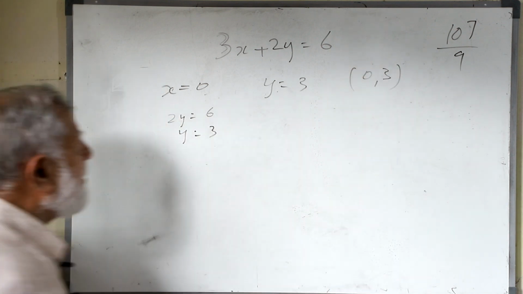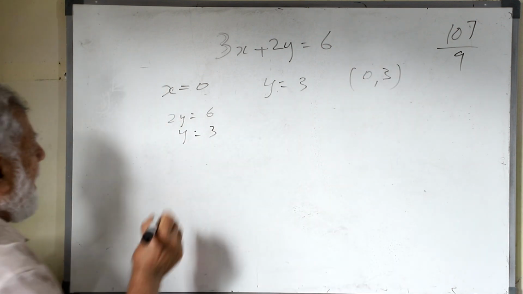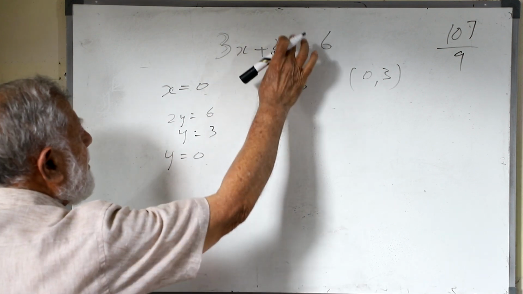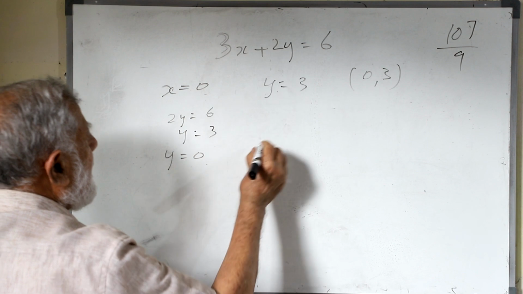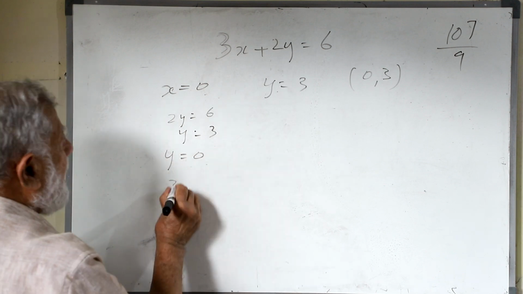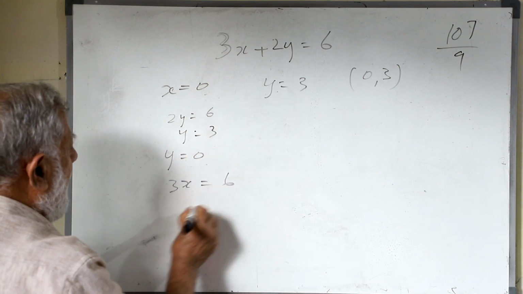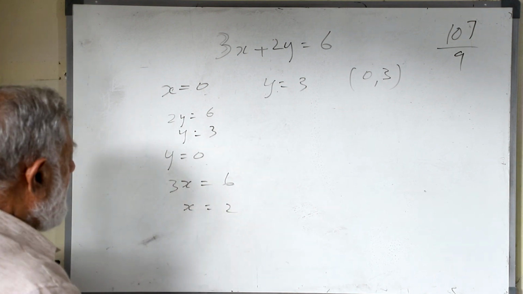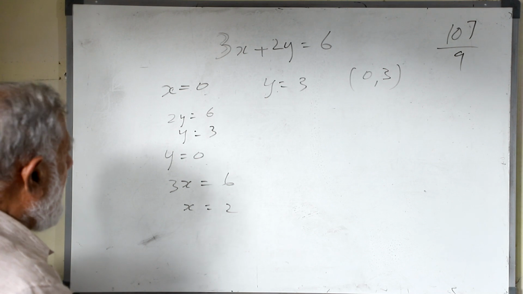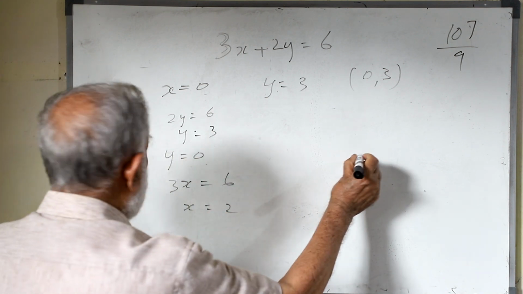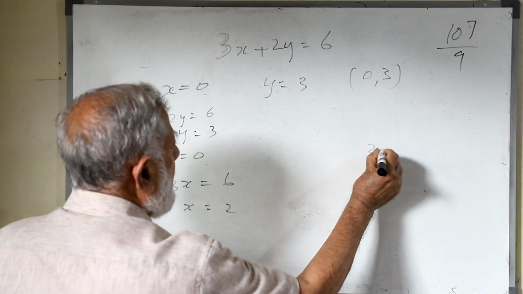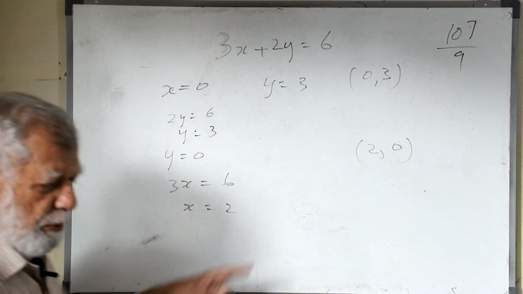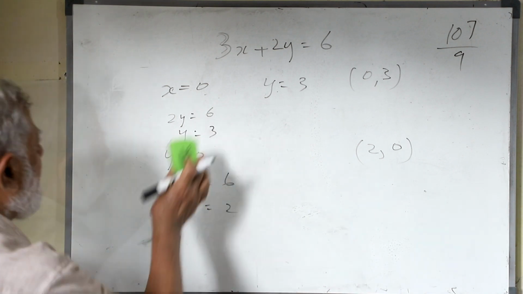One point we got. Now we take the value y equals 0. When y is equal to 0, this term will become 0. So then 3x will be equal to 6 and x is equal to 2. So when y is equal to 0, the coordinates will be 2, 0. We have got the values. So using these 2 points, we can draw the graph.